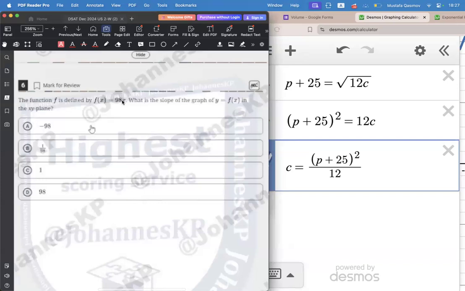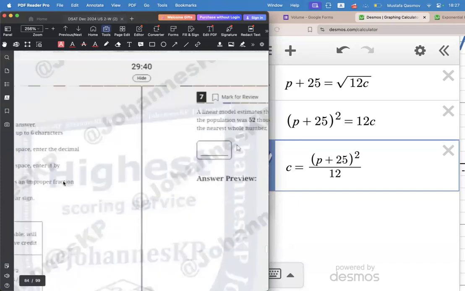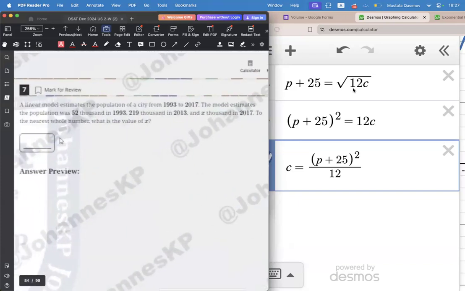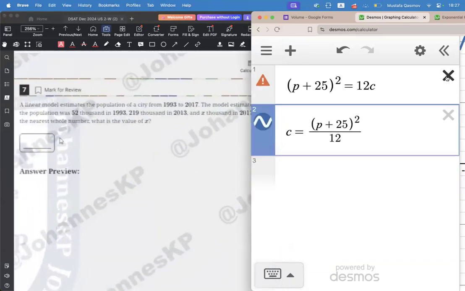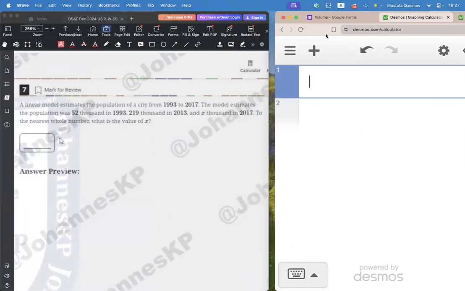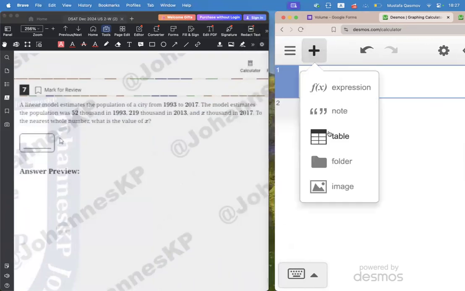What's the slope? 98, D. Okay, you can use the decimals table here. Also, you can do it without the table, by the way.